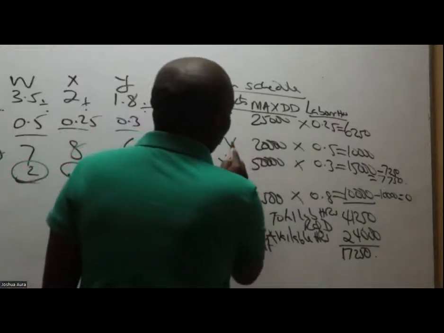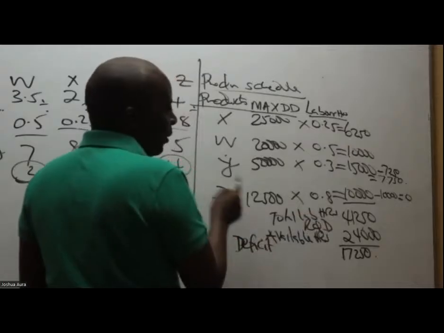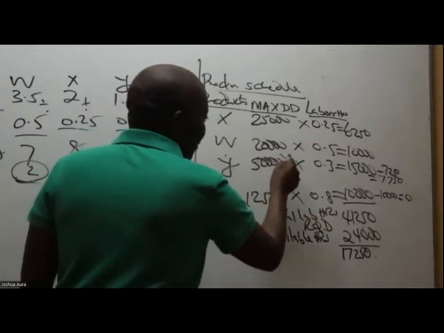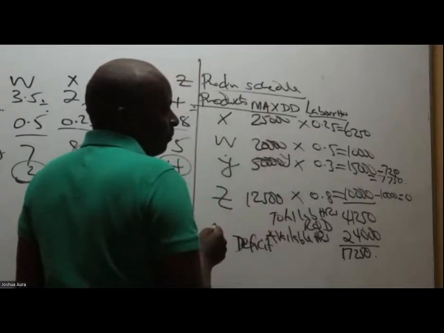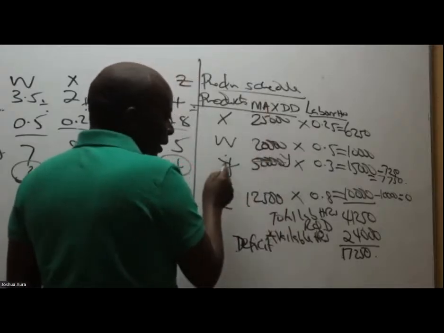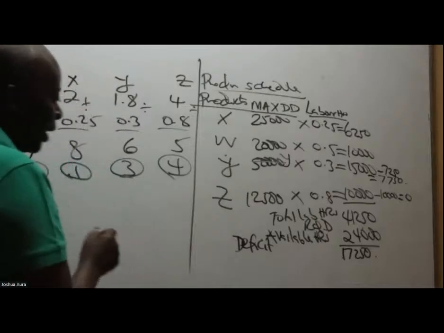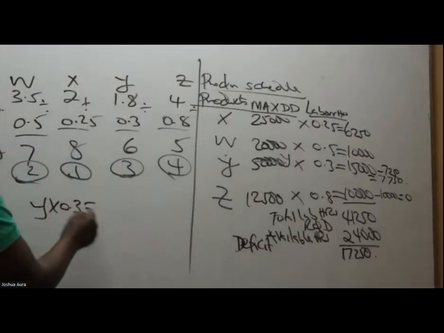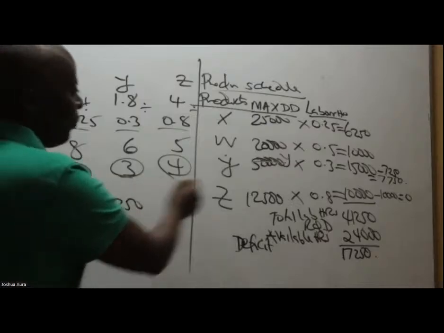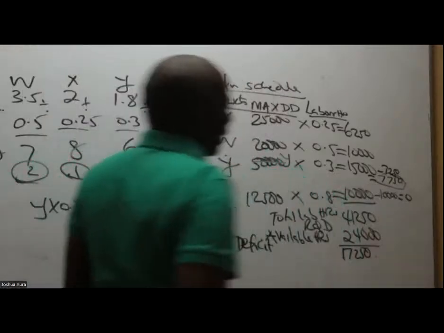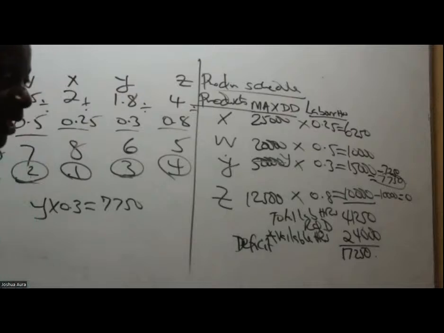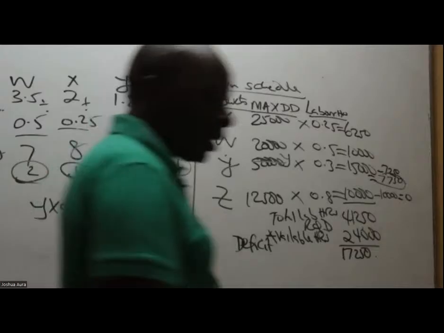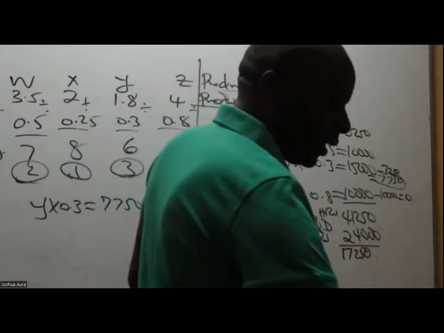Of course, for X and W, I'll not do any recalculation. But for Y, I have to recalculate this downwards. So I'll have to say, let this actually be equal to Y. So I'm recalculating the new quantity of Y. That means Y times 0.3 should be equal to the new hours that we have there, which is 7,750.